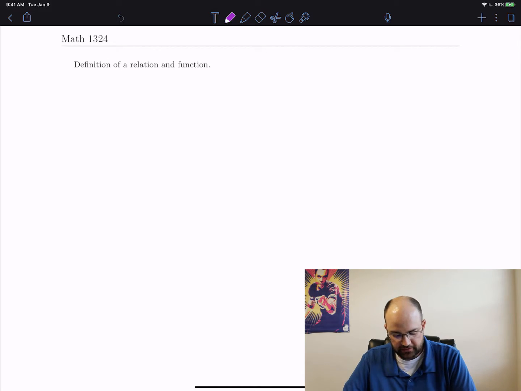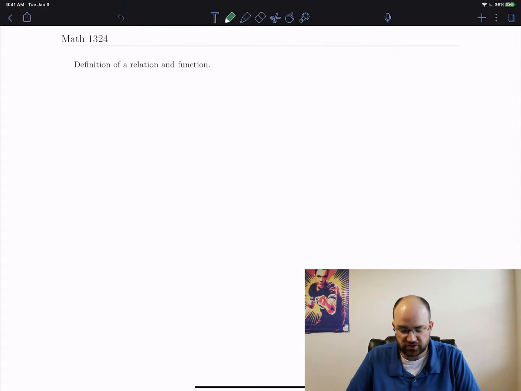In this example, we want to define a relation and a function. Now, the reason that we want to do this is because this chapter is going to be dealing with functions. But in order to understand a function, we have to understand relations.